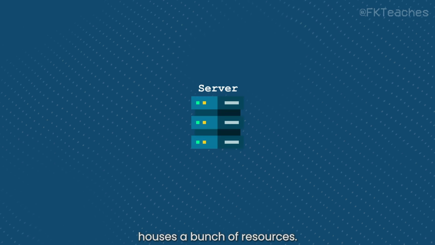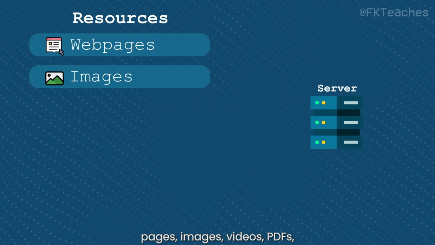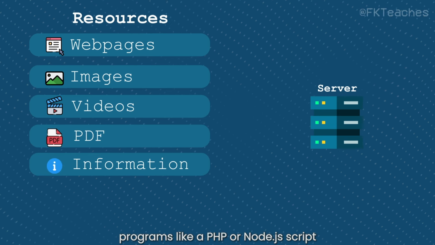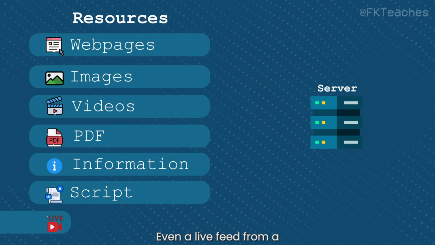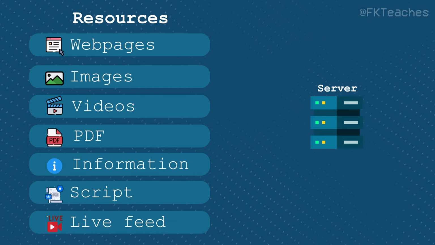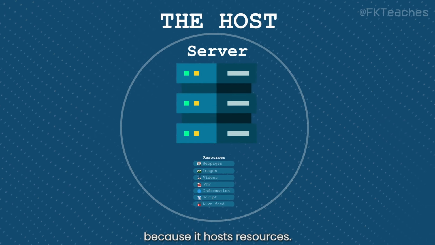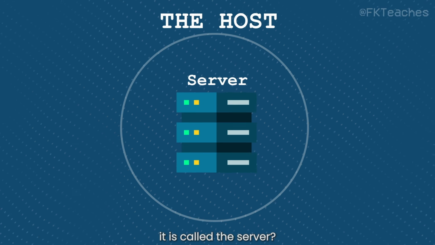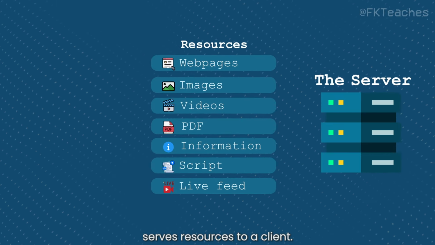You see, a server houses a bunch of resources. These resources can be web pages, images, videos, PDFs, information from a database, or software programs like a PHP or Node.js script that generates some form of content. Even a live feed from a camera can be sent as a resource. Remember Zoom calls? This is why the server is also referred to as the host, because it hosts resources. Also, why do you think it is called the server? This is because it serves resources to a client.